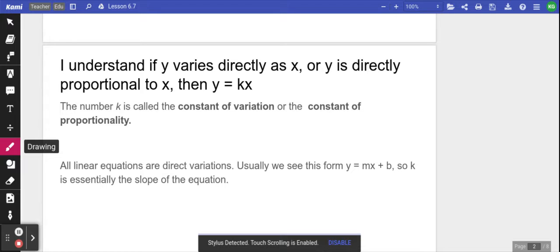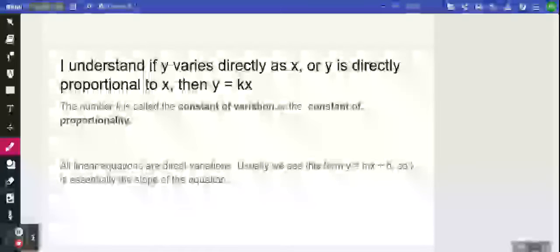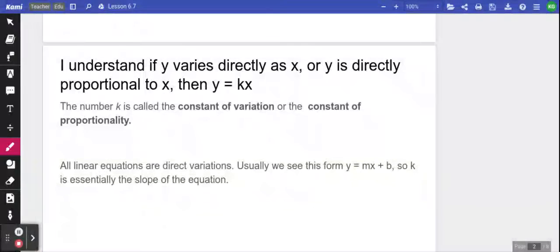Now, if y varies directly as x, or it's written y is directly proportional to x, then you know the equation is y equals k times x. And k is our constant of variation. That's like our rate. When we talk about linear equations, it's like our slope. And it's also called the constant of proportionality.